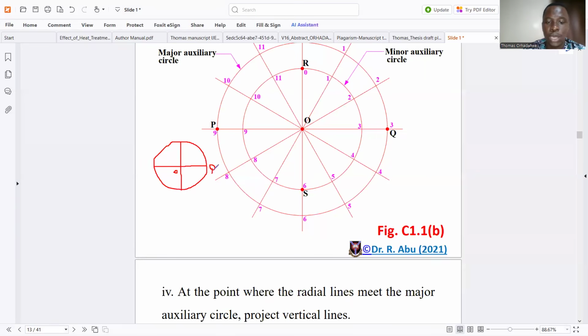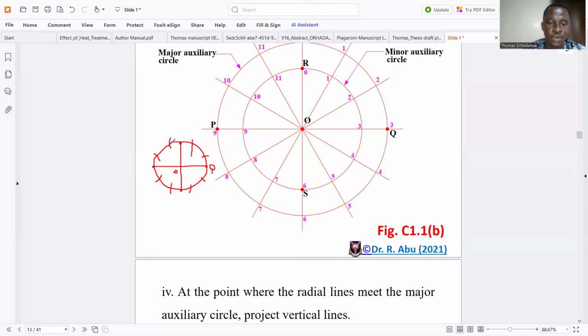So I'll measure OQ as my radius. And then I will come to Q, cut up, cut down, come to this point also, cut here, come to this point, cut here, come to this point, cut here, and cut here.